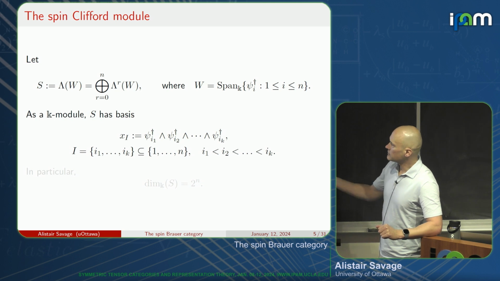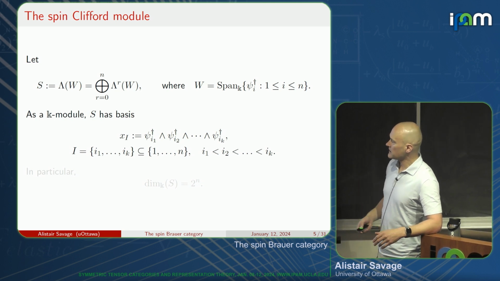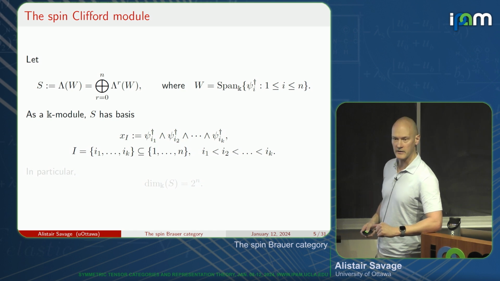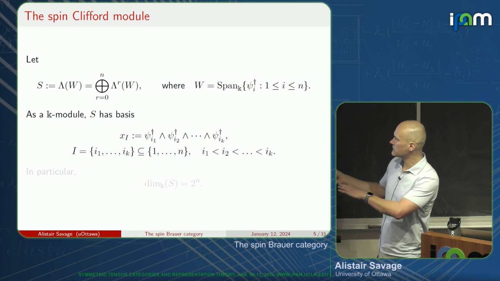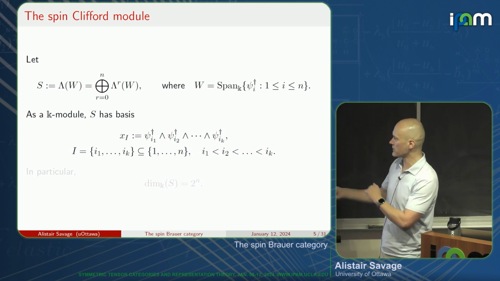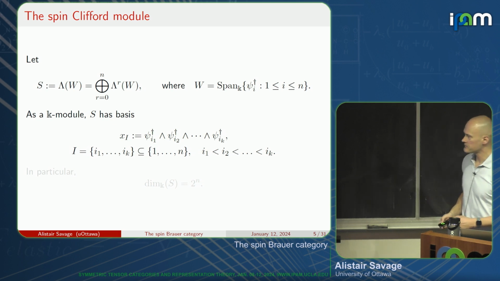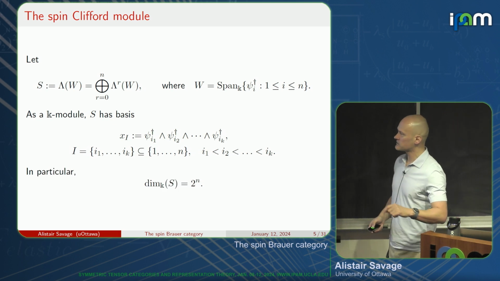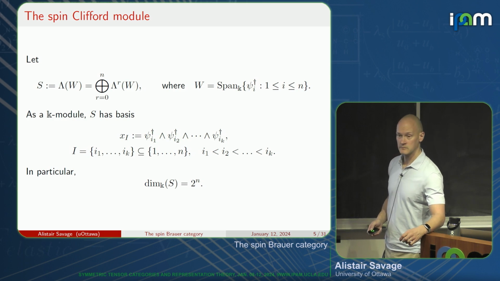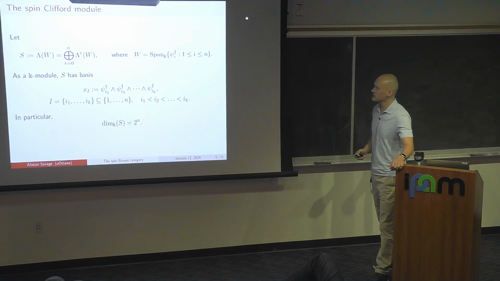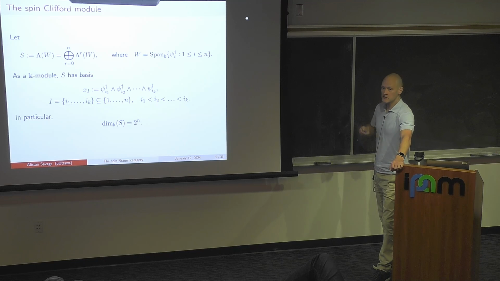Of course, we know all about exterior powers, so this has a basis given by subsets of 1 up through n. To any subset, you just have the associated wedge of these vectors in order. So we have an element for each subset. Of course, the dimension of this space is then 2 to the n. Okay? So that's as a vector space. Now we want to turn this into a module over the Clifford algebra.